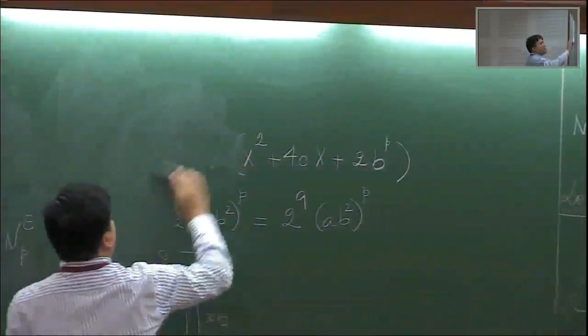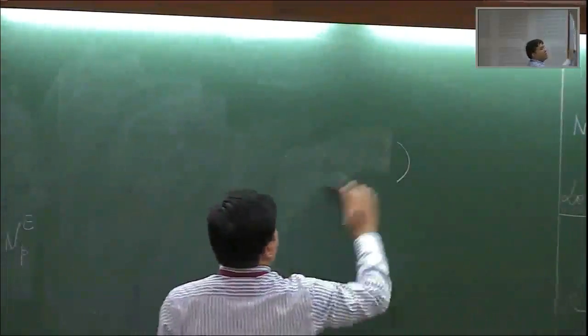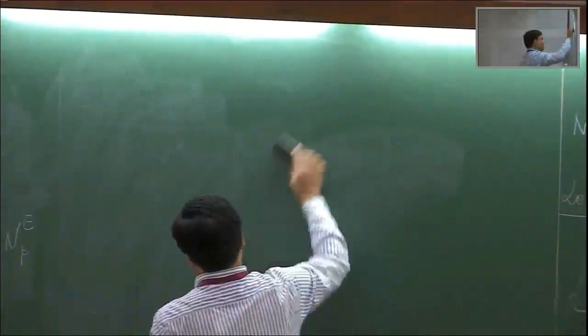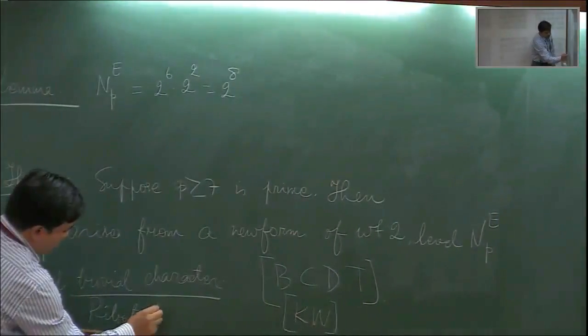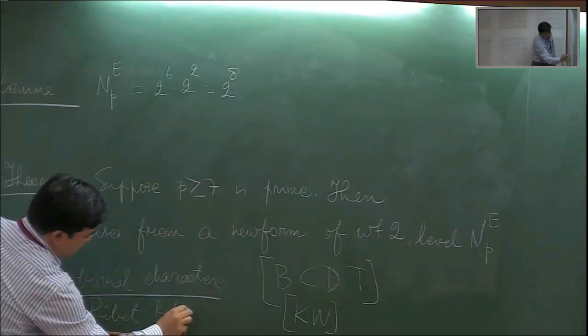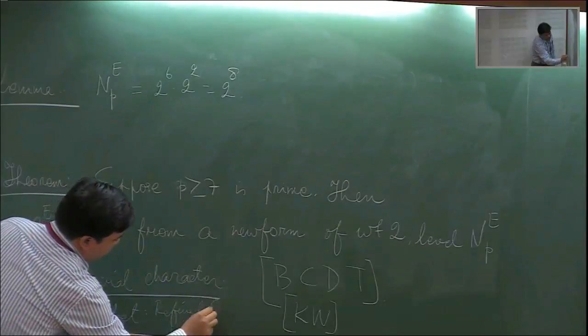representation. Okay, and so trivial Nebentypus, trivial character, this is due to Ribet. Okay, the name of the article is Refined Conjectures of Serre. So just look it up, find.